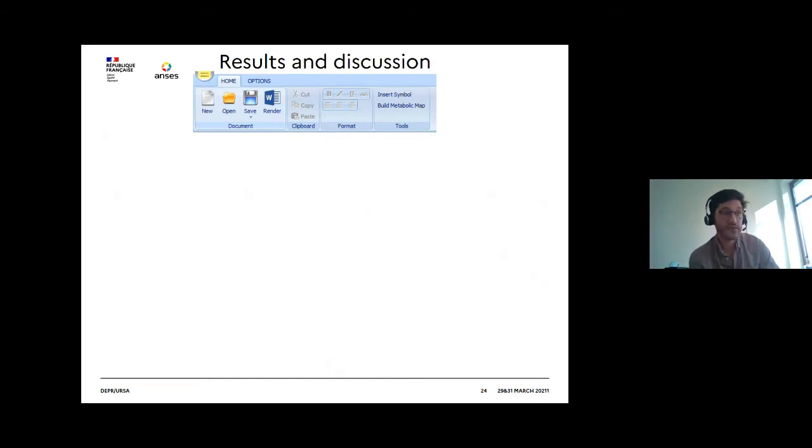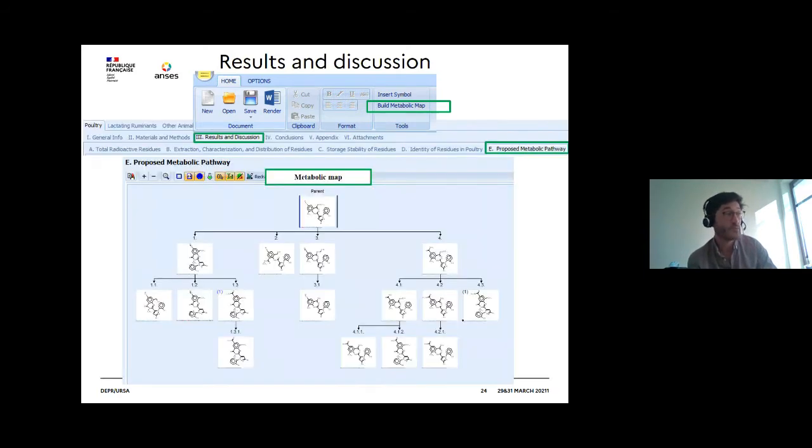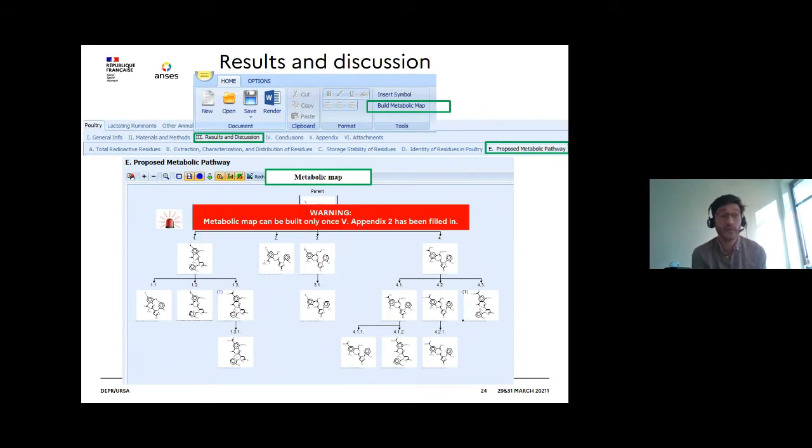To end with the results and discussion section, I will talk about part E, proposed metabolic pathway. When you click on the Build Metabolic Map button in the upper part of the window of the Mss Composer, the metabolic map is built in part E. But be careful, because the metabolic map can be built only once Appendix 2 has been filled in. I will detail Appendix 2 later in this presentation.